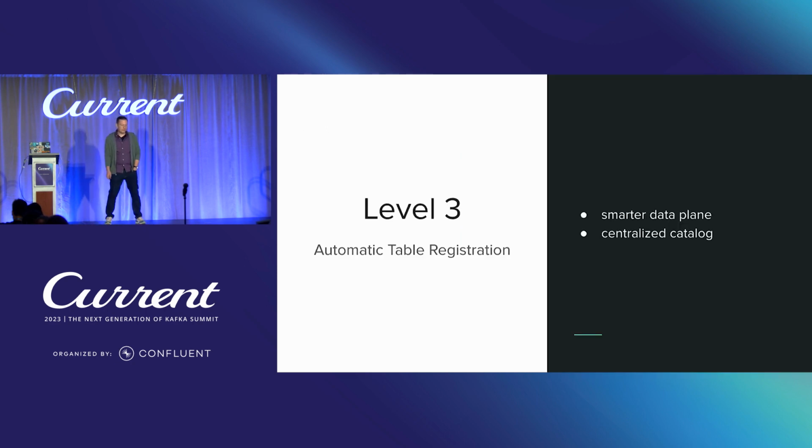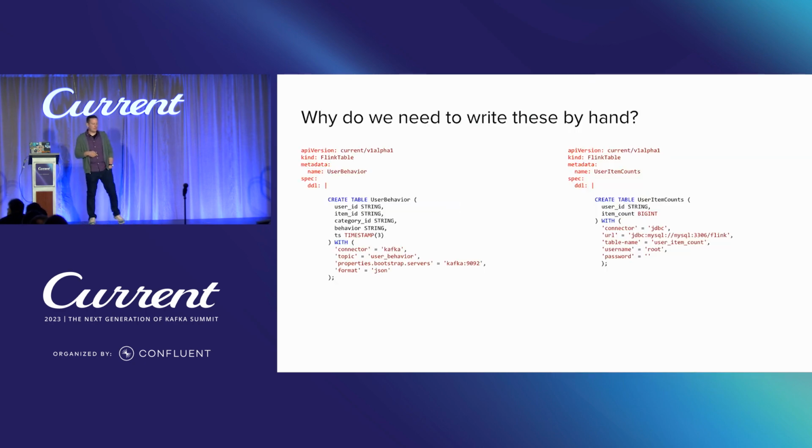All right, so let's go deeper. Level 3, automatic table registration. The idea here is let's make our data plane and storage layer smarter, and we can do that with a centralized catalog. So this raises the question: we've gotten to a point where we only have to write this DDL once, but it's still something that we've had to write by hand.